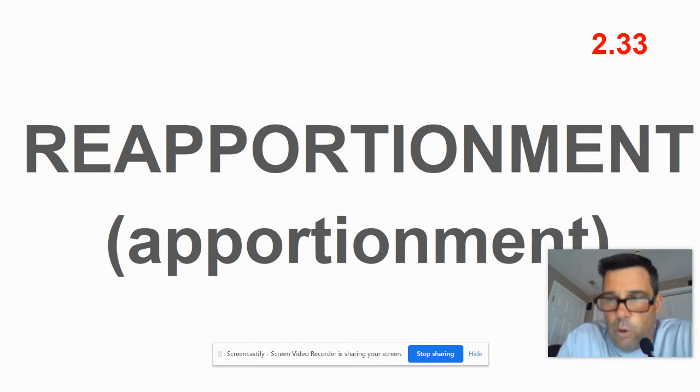Reapportionment, sometimes it's called apportionment, but to apportion something means to give it out, to distribute it out. So that's what we're talking about. Reapportionment means you're going to do it again. You're going to go out and apportion something, in this case, congressional seats, again to the states.